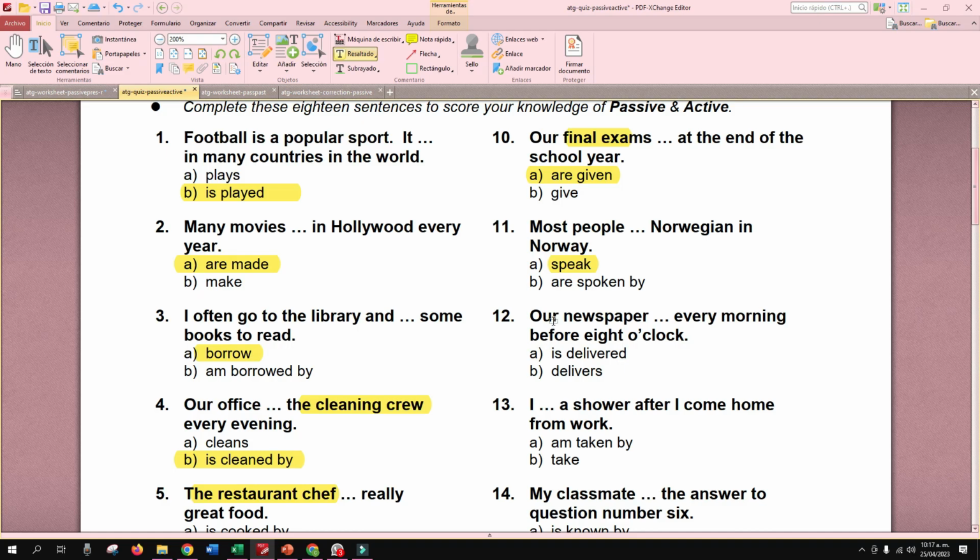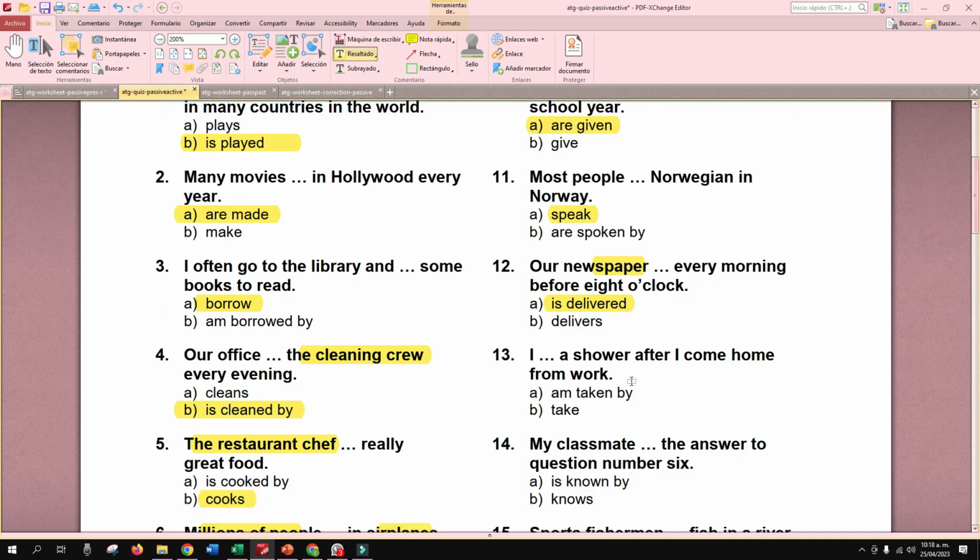12. Our newspaper every morning before 8 o'clock is delivered or delivers? Is delivered, right? Every morning. That's the passive one. Yes, so our newspaper, we are talking about the newspaper, so that's why it is delivered.